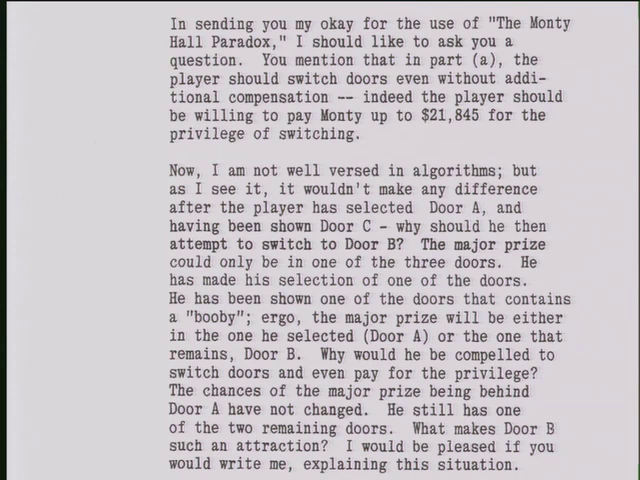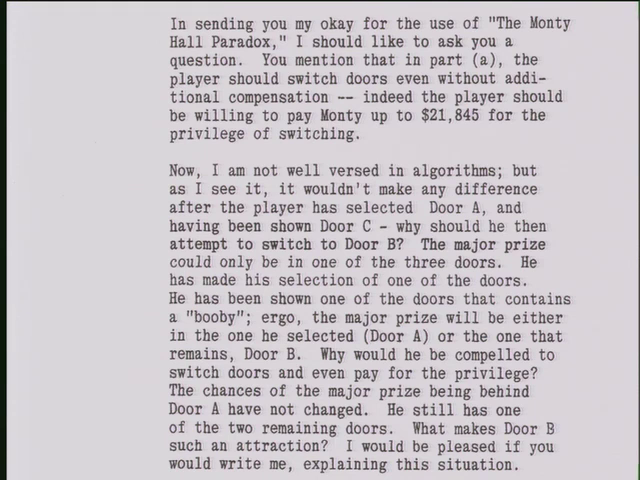He has made his selection of one of the doors. He has been shown one of the doors that contains the booby. Ergo, the major prize will be either in the one he selected, door A, or the one that remains, door B. Why would he be compelled to switch doors and even pay for the privilege? The chances of the major prize being behind door A have not changed. He still has one of the two remaining doors. What makes door B such an attraction? I would be pleased if you would write me explaining this situation.